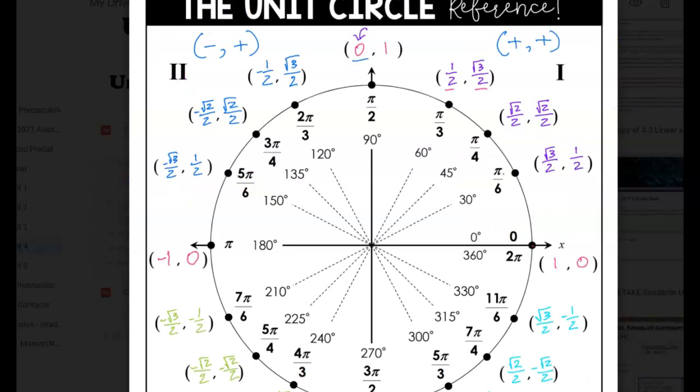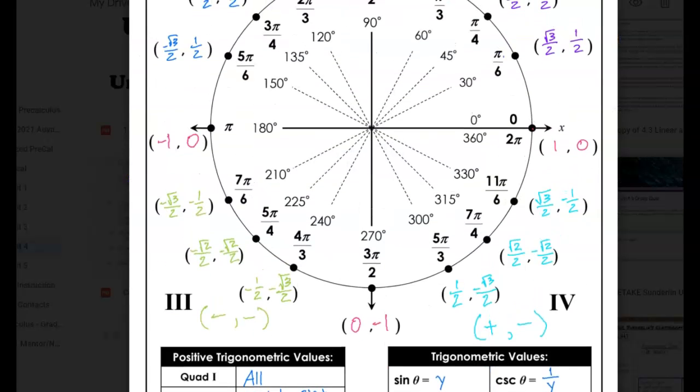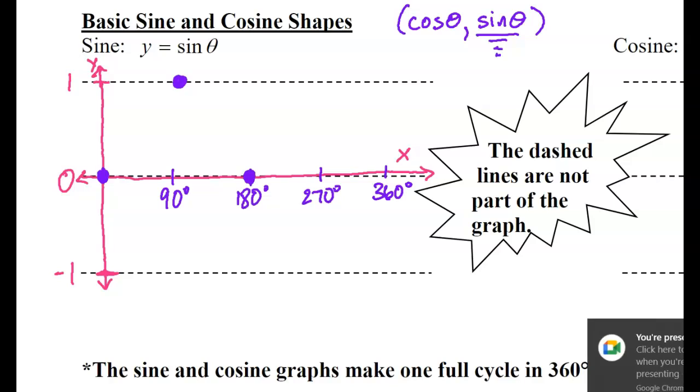And 270 has a sine value of, yeah, -1. Lauren, guys, Josh and Lauren, stop. 270 has a y value of -1.